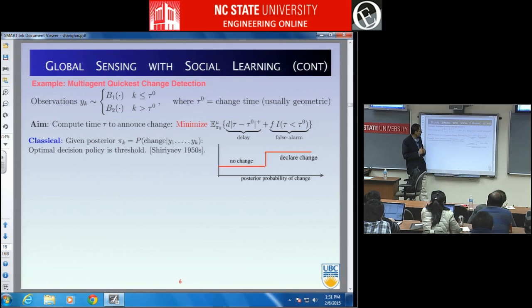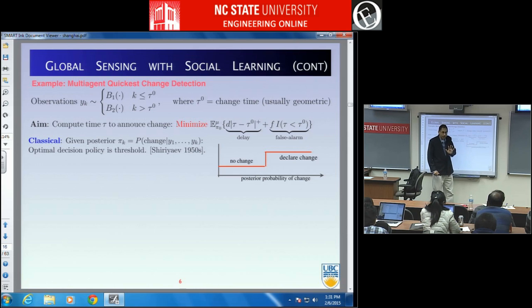And basically the answer is as follows. It's a Bayesian solution. I compute my posterior probability, pi k, which is the probability of change given my observations, y1 to yk. That is this axis here. So this is a probability I compute using Bayes' rule at each time. Every time I get a new observation, I update pi k.